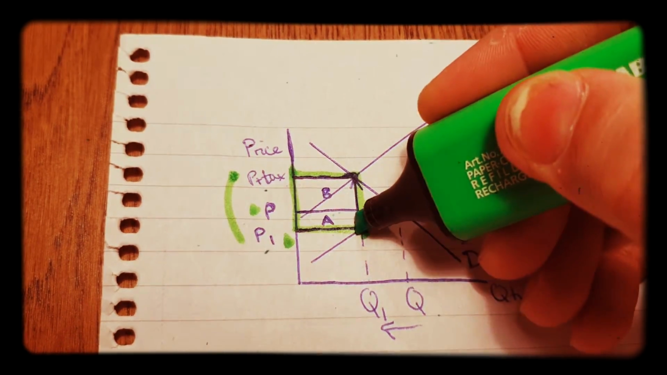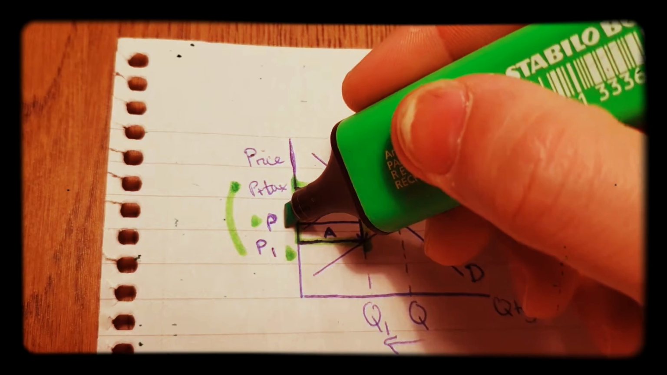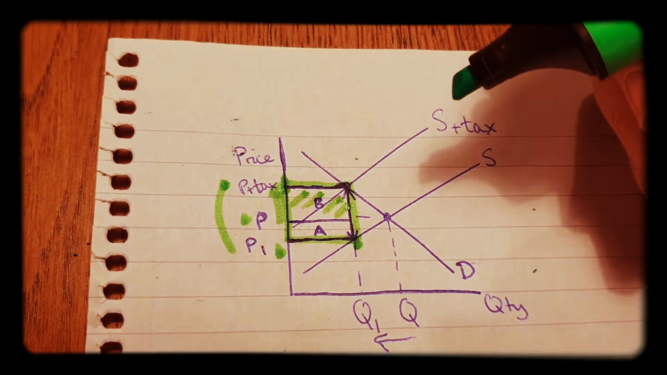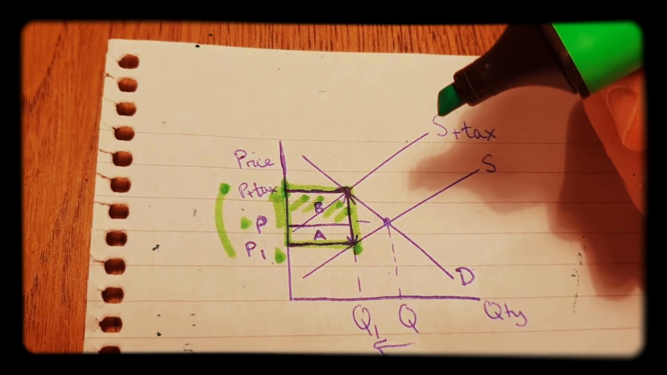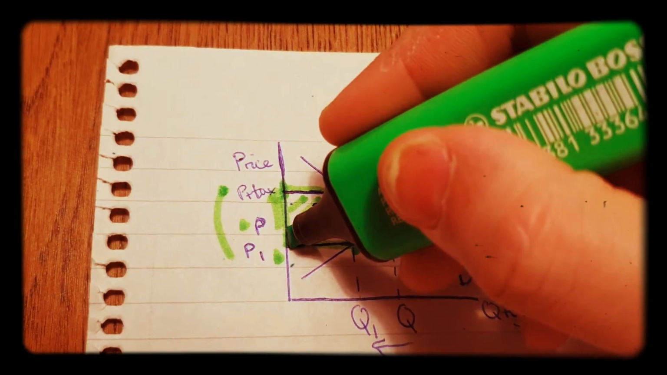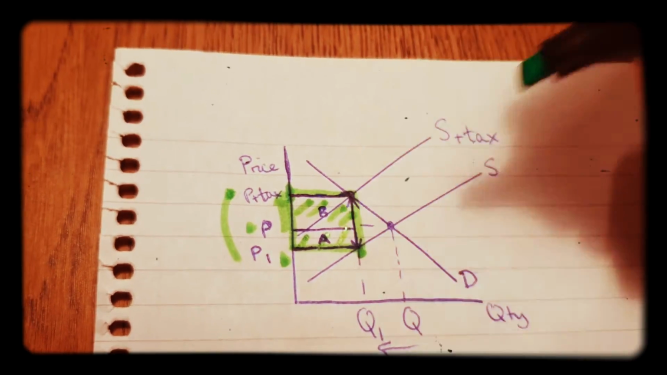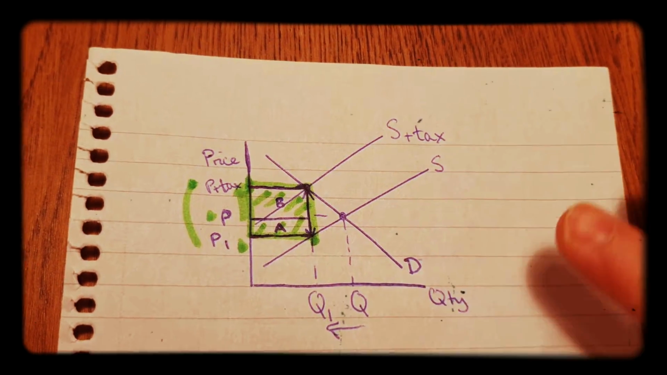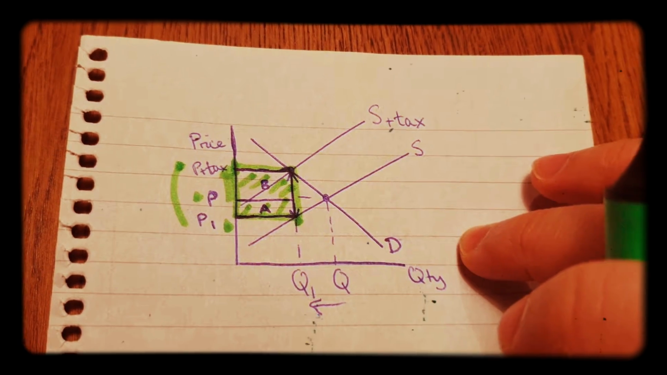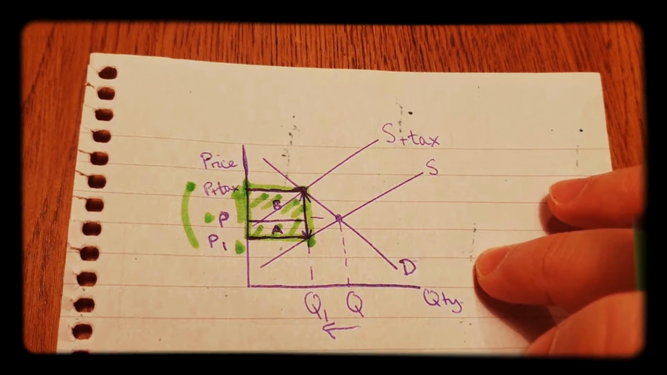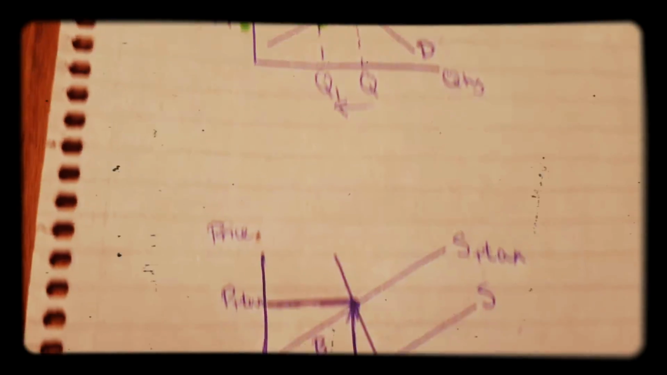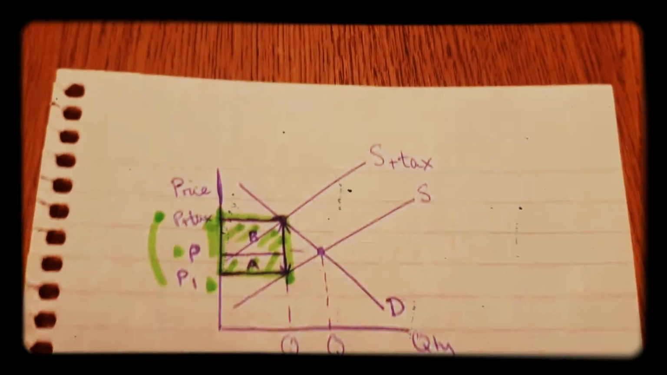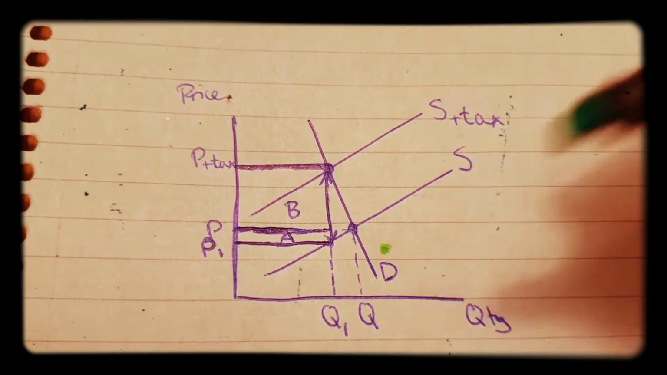Now if we break this box down into sections, the area of the box above the original market equilibrium price, box B here, is the portion that the consumer pays as tax. And box A here, between P1 and P, is the proportion that the producer pays. Taking that into account, we're now going to switch to a different diagram with an inelastic demand curve. Can you see this demand curve is quite clearly a lot steeper than this one? This here is inelastic.